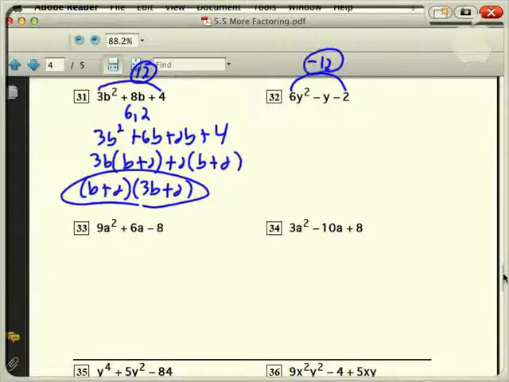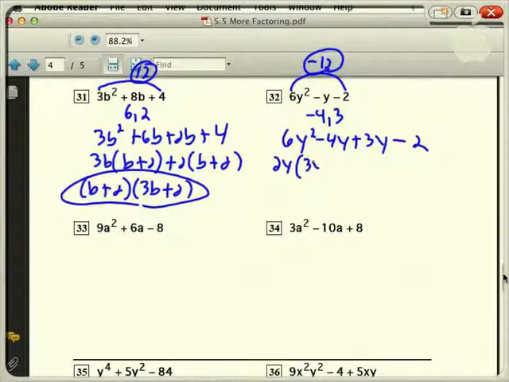Number 32. Multiply, you get minus 12. Minus 4 and 3 will multiply to that and add up to negative 1. So 6y squared minus 4y plus 3y minus 2. Take a 2y out of the first two terms. Take a 1 out of the last two. And then take 3y minus 2 out.